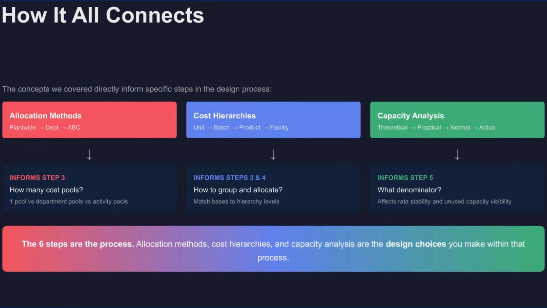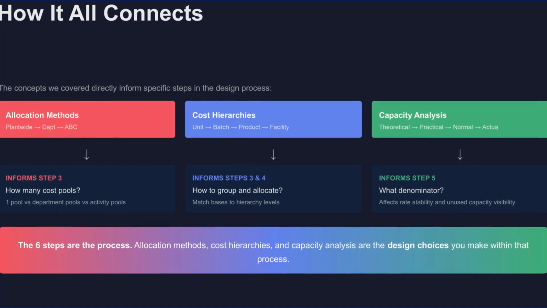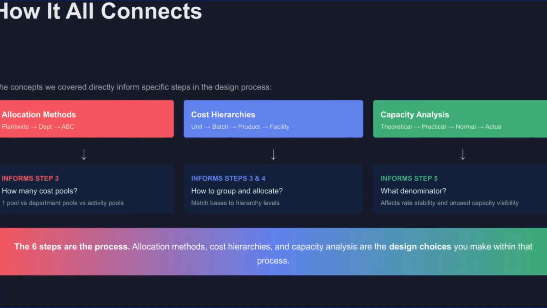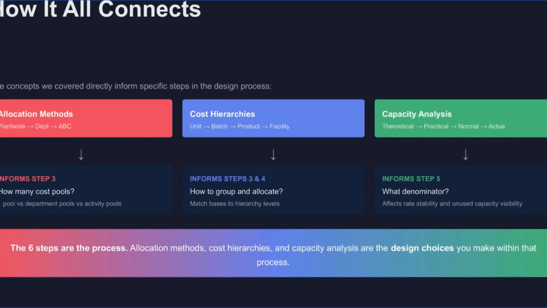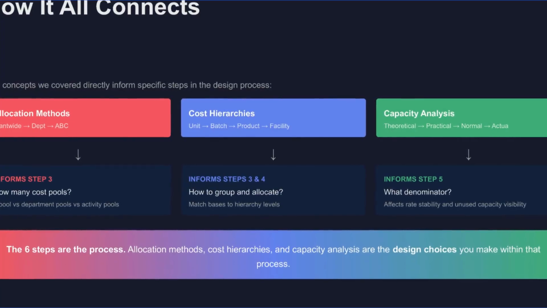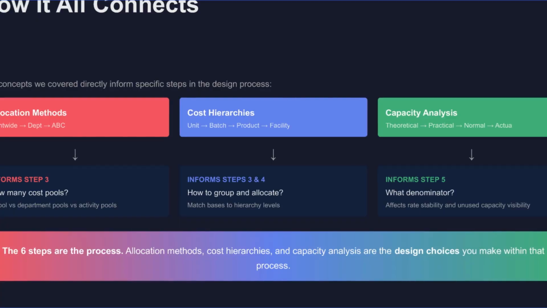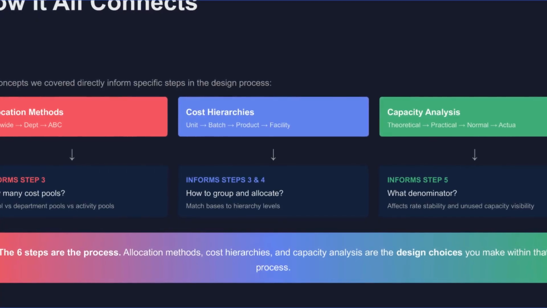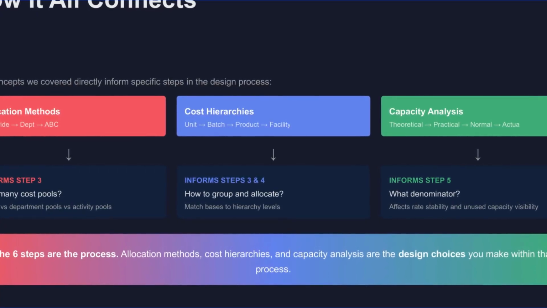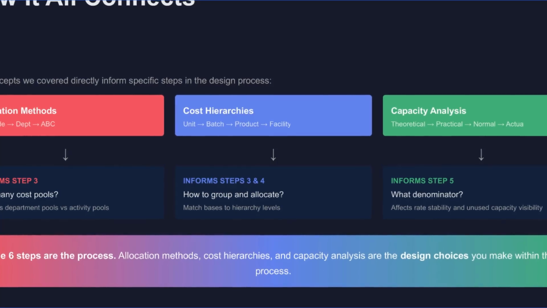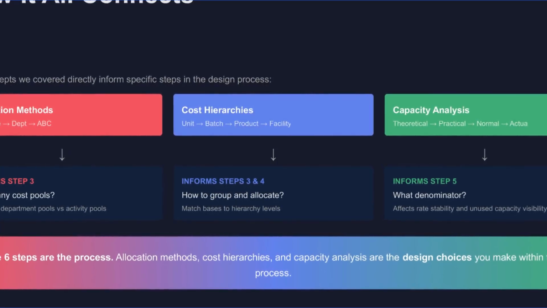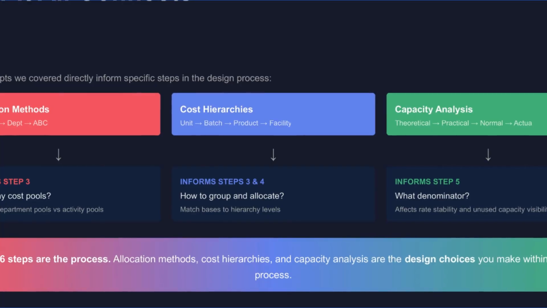Observe how allocation methods, cost hierarchies, and capacity analysis interrelate to inform decision-making steps. Each colored box symbolizes a distinct concept that connects to specific design actions, ensuring a process that comprehensively aligns strategic cost allocation with practical capacity considerations, thereby ensuring complete clarity.